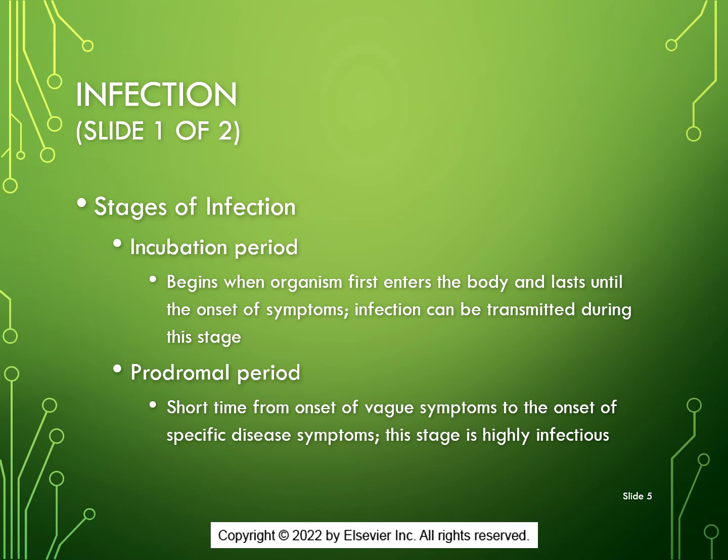The prodromal period is the short time from the onset of vague, nonspecific symptoms to the beginning of the specific symptoms of infection. The patient may experience malaise or a general feeling of discomfort or illness. It is during this stage that patients are the most contagious because microorganisms are most likely to be spread during this highly infectious stage.